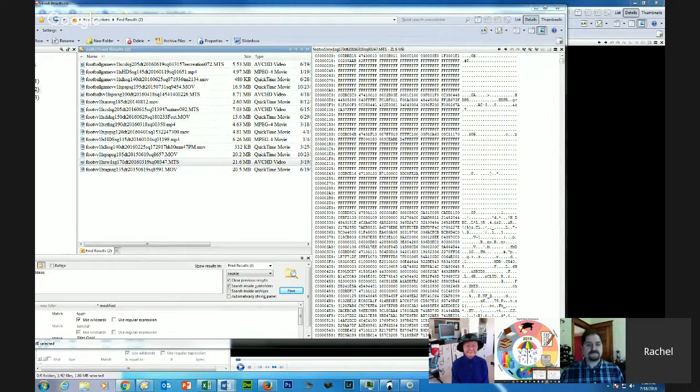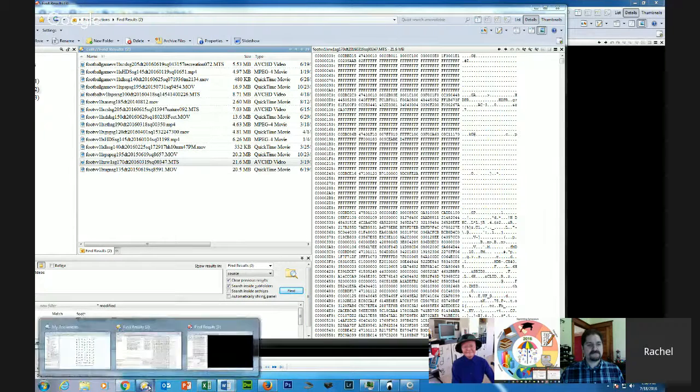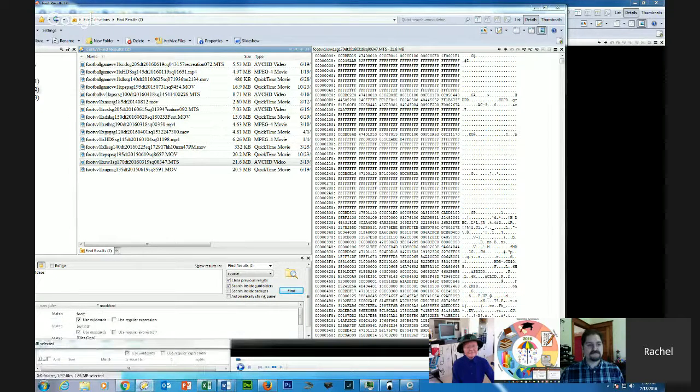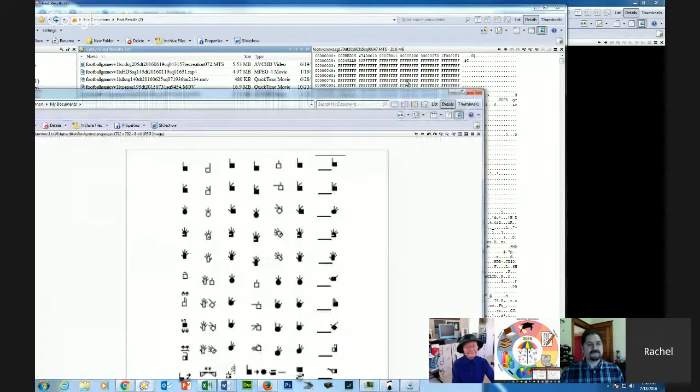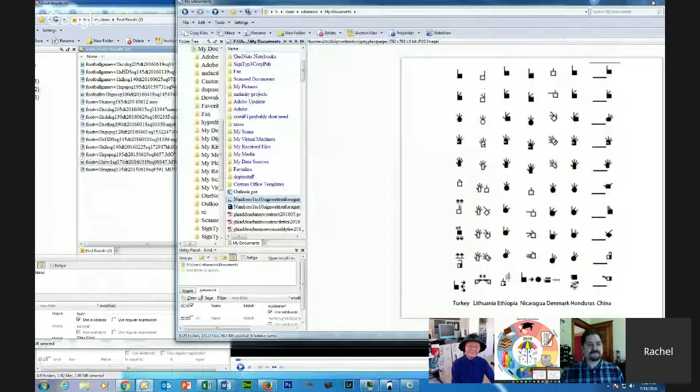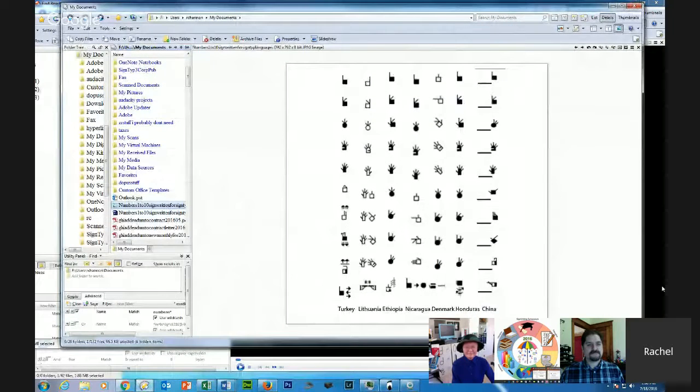Now I wanted to show you some of the sign writing, just how it's interesting. Okay, let me see if I can pull up this one. There we go. Okay, this is an example, just to show you the numbers being sign written in Turkey, Lithuania, Ethiopia, Nicaragua, Denmark, Honduras, and China. You can just see, just to look right here, how similar the signs for one are. Although this signer here, the Danish signer, is actually using a thumb. Everybody else is using an index finger. The one thing that really differs is the orientation, or the palm facing.